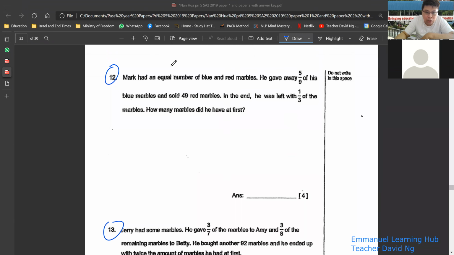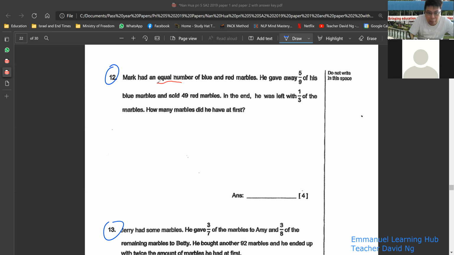Okay, so question 12. Our friend Mark had an equal number of blue and red marbles. He gave away 59 of his blue marbles and sold 49 red marbles. In the end, he was left with 1/3 of the marbles. How many marbles did he have at first?